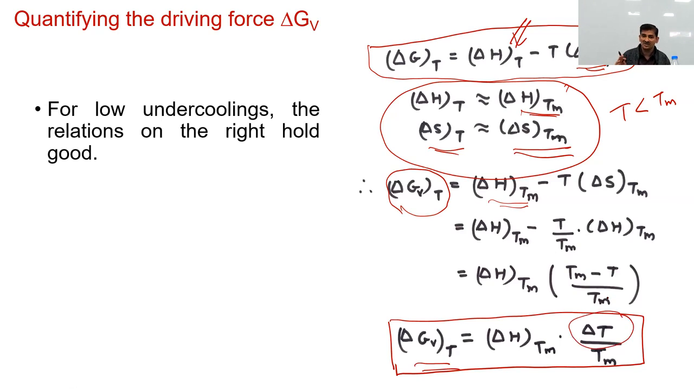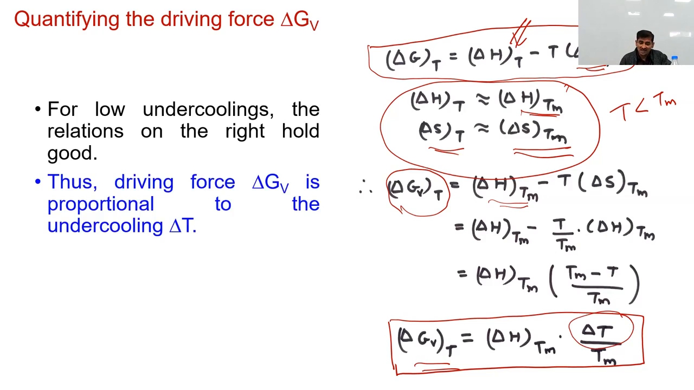This result is of much significance. And this is what we had intuitively, graphically looked at in the two slides previously where we saw the free energy curves for liquid and solid. So the driving force delta GV is proportional to the undercooling delta T. This result is very handy and will be used quite often in all the thermodynamic and kinetic analysis of phase transformations.